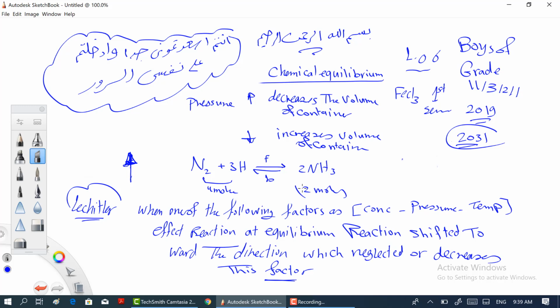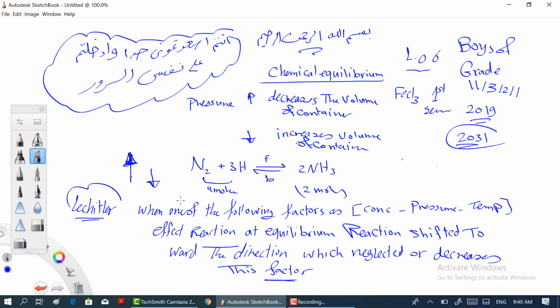Increasing pressure or decreasing the volume of the container will shift the reaction toward the less volume. So when I have 4 moles and this 2 moles, by increasing the pressure, we'll find the reaction shifted forward toward the less volume. What happens if we decrease the pressure? When we decrease the pressure, it means the container volume will increase. Decreasing the pressure, we will find the reaction shifted toward the greater number of moles, the greater number of molecules. So in this case, shifted from the 2 toward the 4.